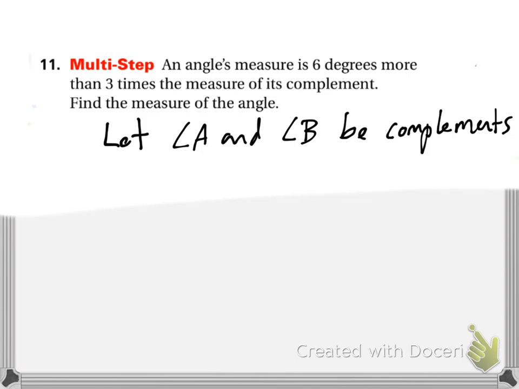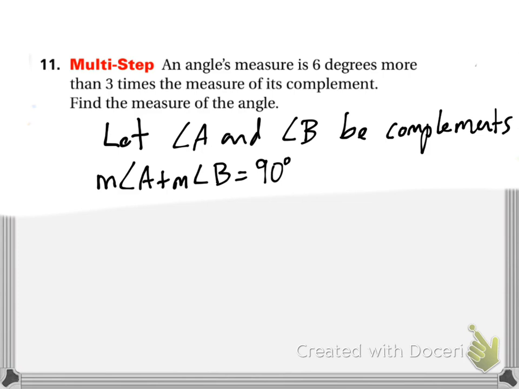Okay, it starts off just real simple. It's important that you always just start off with the most basic things. What does that mean about those two angles? It means that if you add their measures up, you get what? How many degrees? 90 degrees. Now, we're going to come back to that.